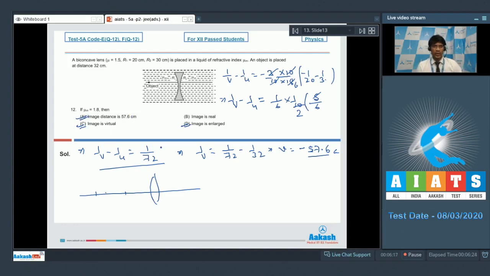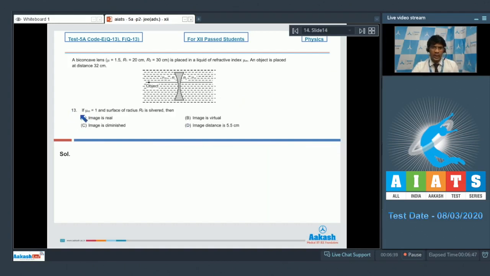Now let's proceed to question number 13. In question number 13, if mu m is 1 and the surface of radius R2 is silvered, that means the medium has a refractive index of 1 and this surface is silvered. So first we need to calculate the effective power of the system. The focal length of the lens would be how much?